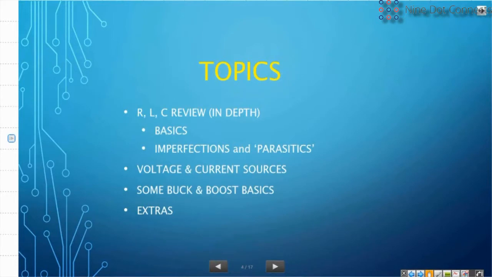We also need to understand what we're trying to do with voltage and current sources. Most power supplies, we expect them to act like an ideal current source or an ideal voltage source, but they just don't do that. So we'll look a little bit at that, not a lot right now, but we'll touch on that. And then we'll also look at some buck and boost basics, and probably even try to do a quick simulation of one or two, depending on how the time goes. And there are some extra things that I think might be of interest we'll throw in at the end.